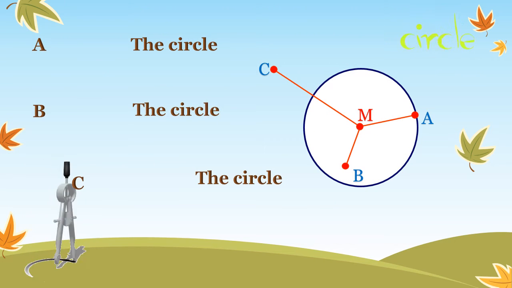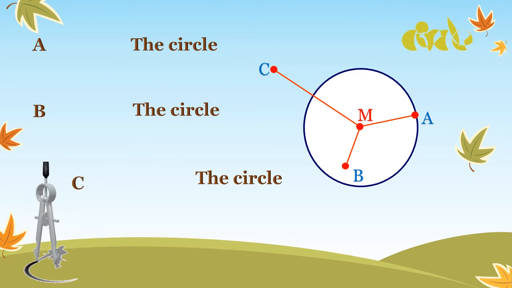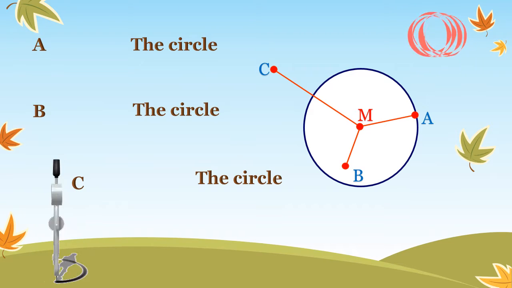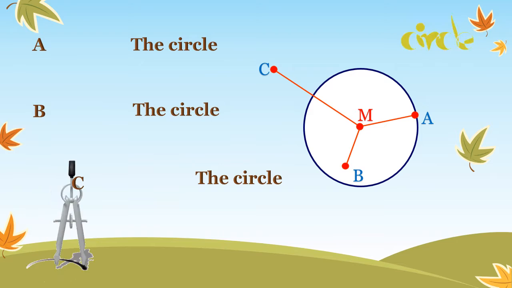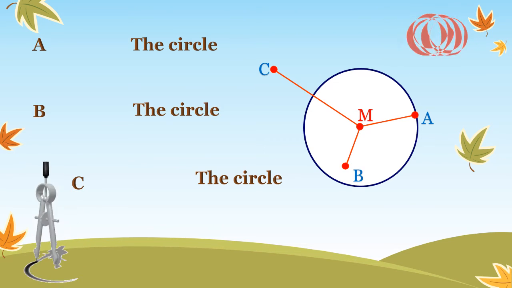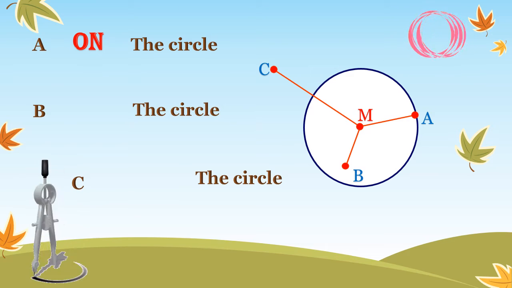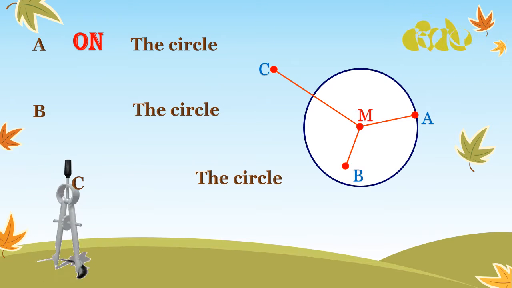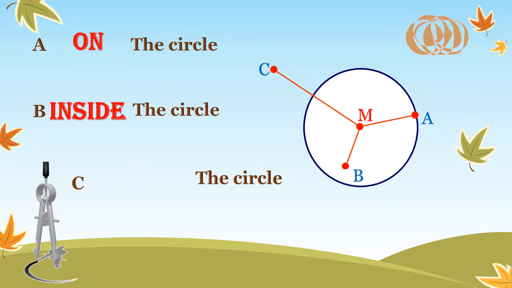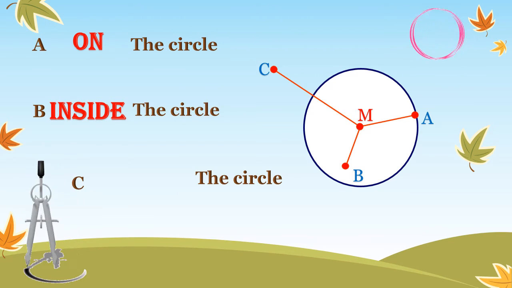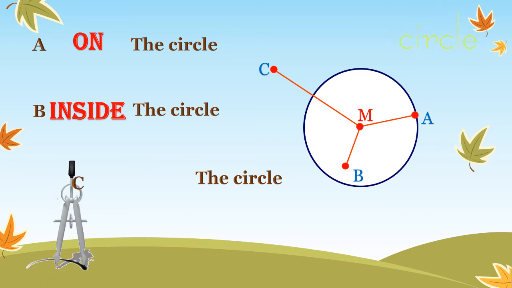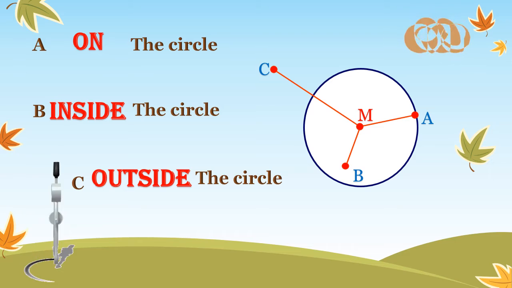I have this drawing and I have 3 points A, B, C, and I want to know exactly where they are located relative to the circle. Point A is on the circle. What about point B? Inside the circle. Point A on the circle, point B inside the circle, and point C outside the circle.